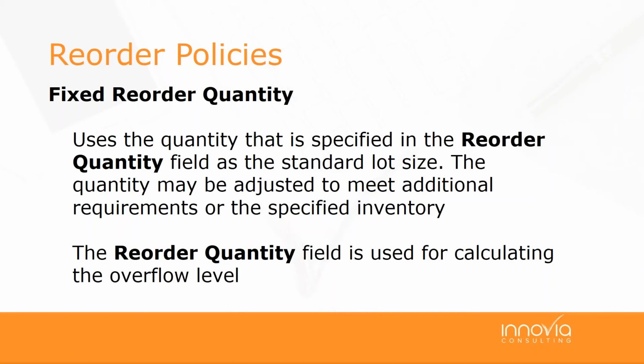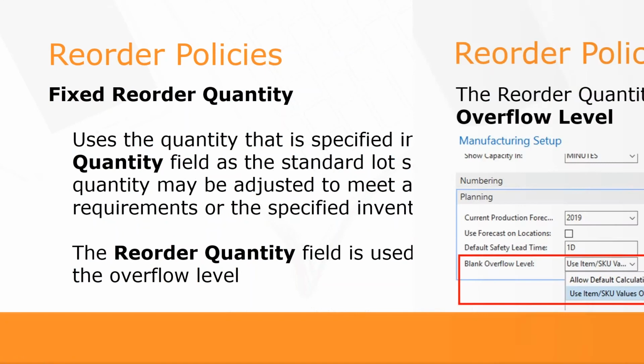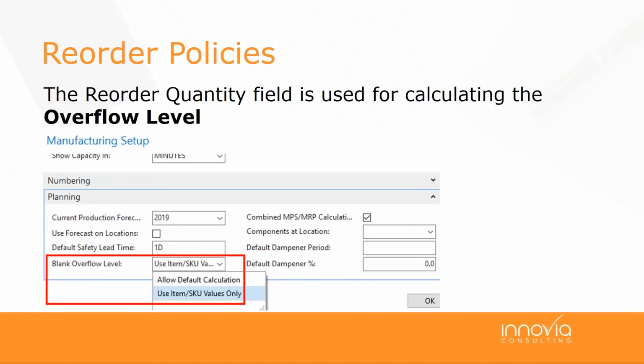Okay, and another reorder policy I see, which is used quite often, is fixed reorder quantity. Again, I'm going to qualify this type of reorder policy, and I'll show you just a little blurb on it. It uses the reorder quantity field as a standard lot size that you reorder. And it's used for calculating the overflow level, and I will touch on that. So we're talking about fixed reorder quantity.